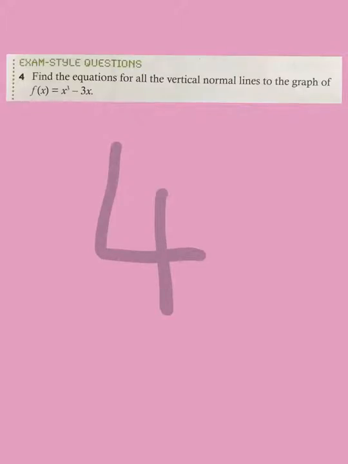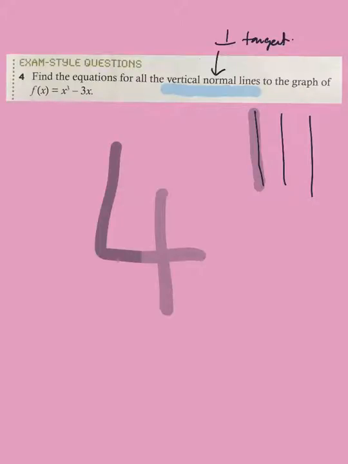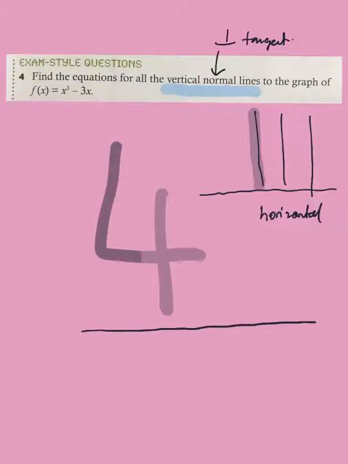I love this question. This is number 4 because it's just so funny. It says, find the equations for all the vertical normal lines to the graph. Well, a vertical line is like that, right? That's the vertical line. Now, if it's a normal, it must be perpendicular to the tangent, right? Perpendicular to the tangent. So that means the tangents must be horizontal. Haha, that's super funny. So what's the gradient of a horizontal line? Doesn't have any slope. So the gradient's got to be 0, right? Has no slope. So that's a really, really clever question.